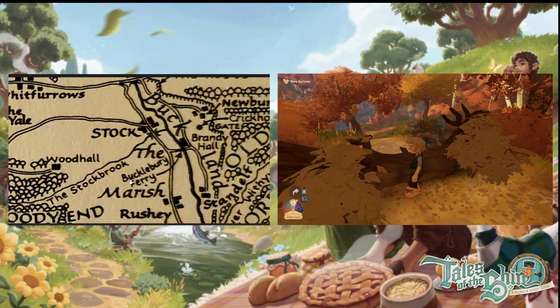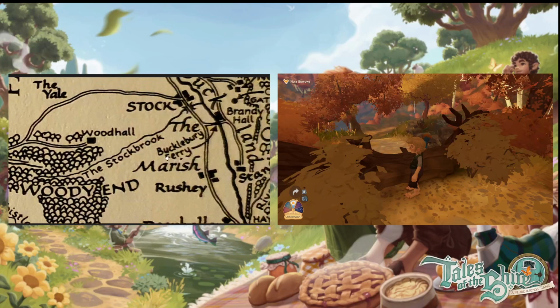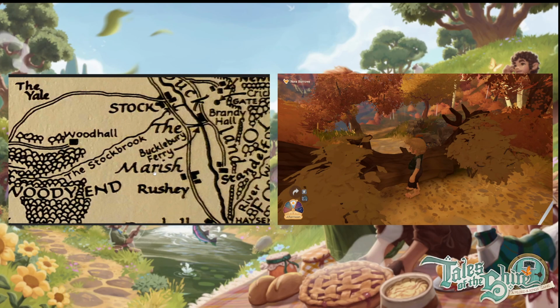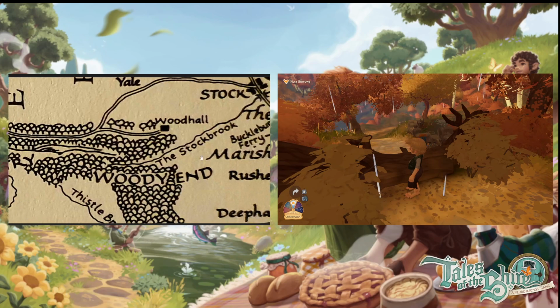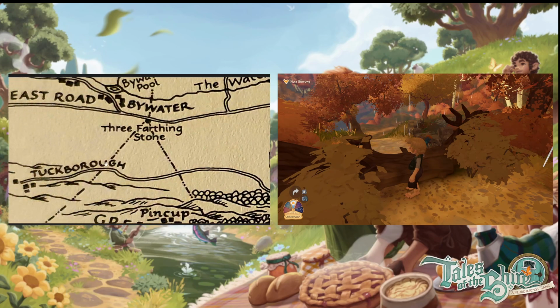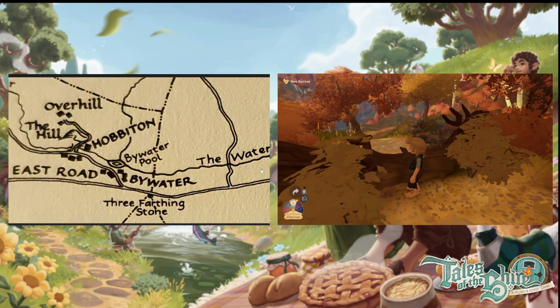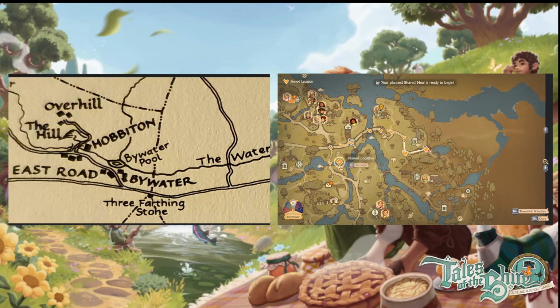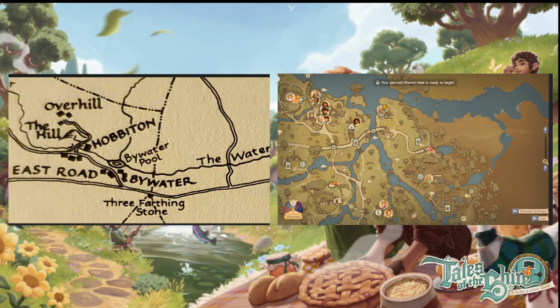There's the Buckleberry Ferry. The Marish is actually where Frodo and Sam meet up with Pippin and Merry, when they were stealing stuff from Farmer Maggot's crops. So then obviously Tuckborough, Green Hill Country, and all that stuff. I want to give you guys an opportunity to see where the game itself correlates to the greater part of the Shire.